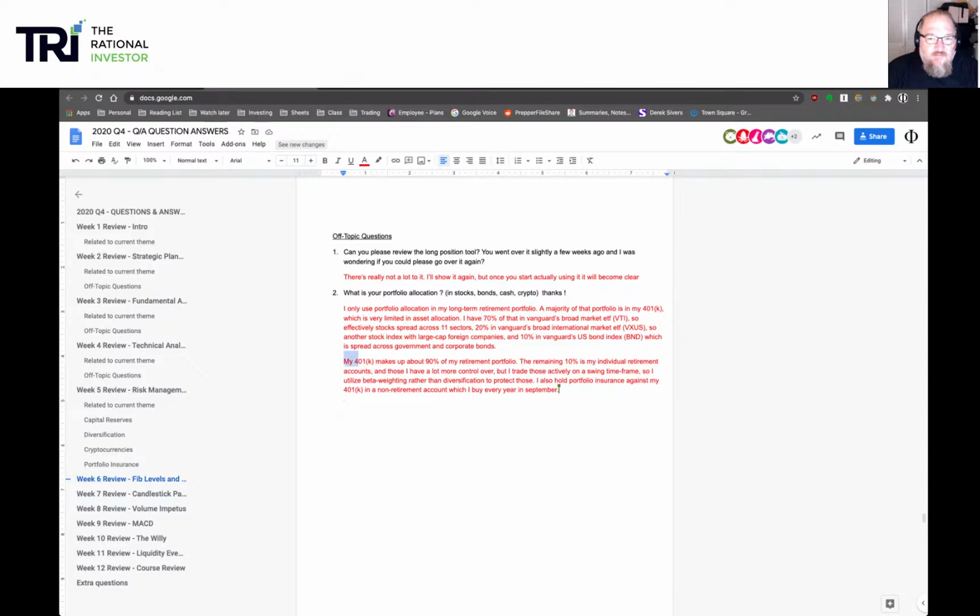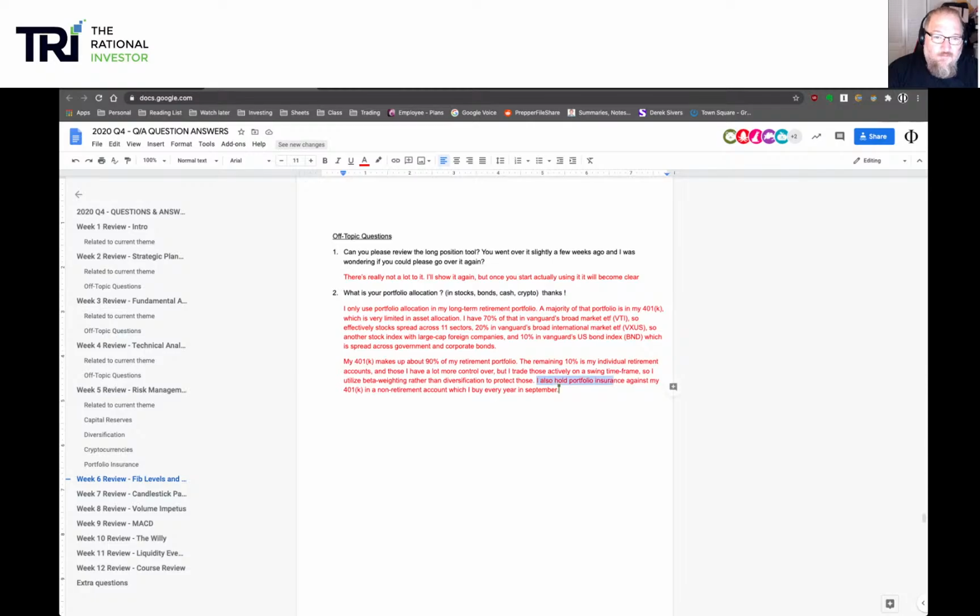My 401k makes about 90% of my retirement portfolio. Ironically, it's also about 90% of my overall portfolio. The remaining 10% is my individual retirement account, and those I have a lot more control over, but I trade those actively on a swing time frame. So I use beta weighting rather than diversification to protect those, which means I hold an equal number of shorts versus longs relative to the S&P 500. So no matter which way the market goes, on average, those trades are going to balance each other out.